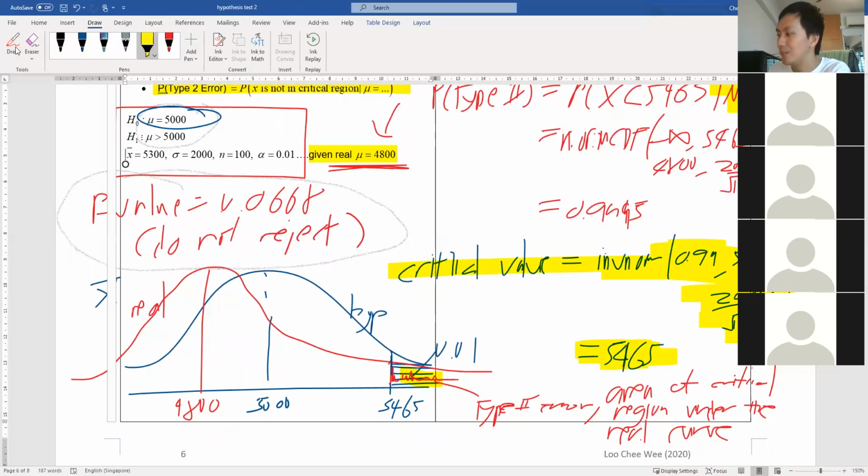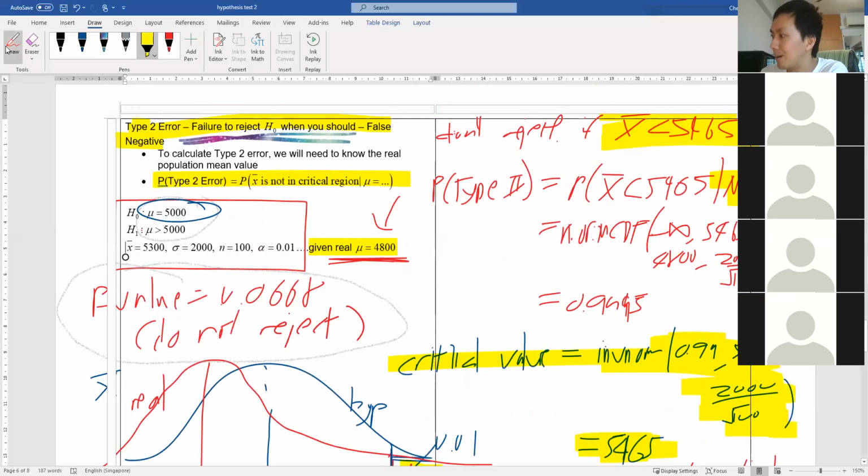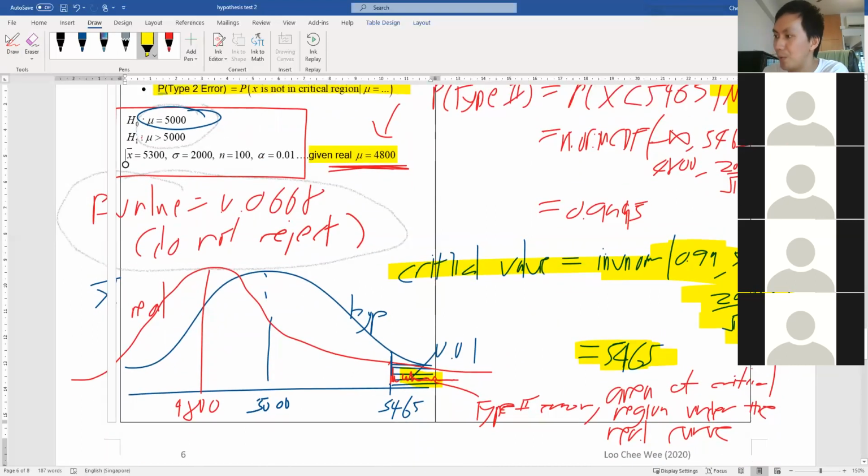So by right, what this 5465 is trying to tell you is this: we do not reject whenever your X bar is less than 5465, or you will reject whenever your X bar is greater than 5465, the opposite statement. And it's coherent with what we have. Since your X bar is indeed 5,300, we are not operating in the critical region, hence we do not reject. But that's usually the first half of a type 2 error question. The second half of the question is to calculate the probability of a type 2 error, given that mu is indeed 4,800 over here.